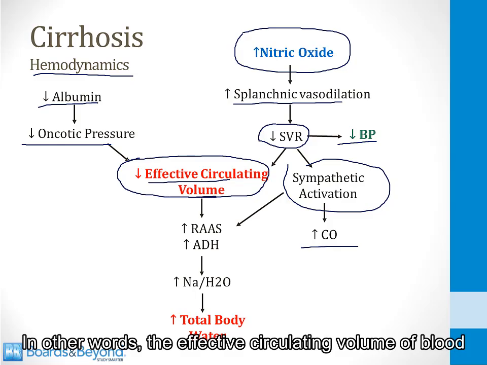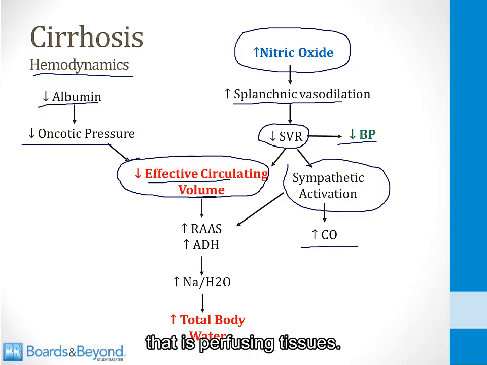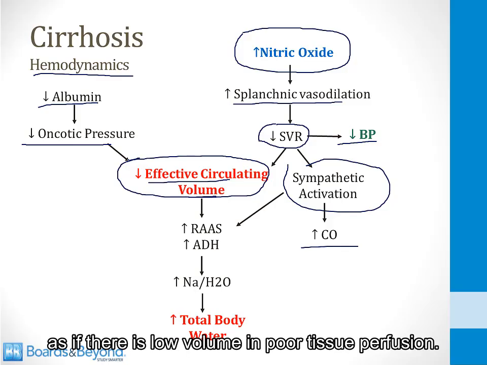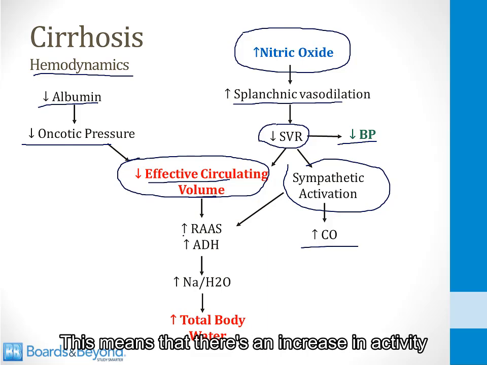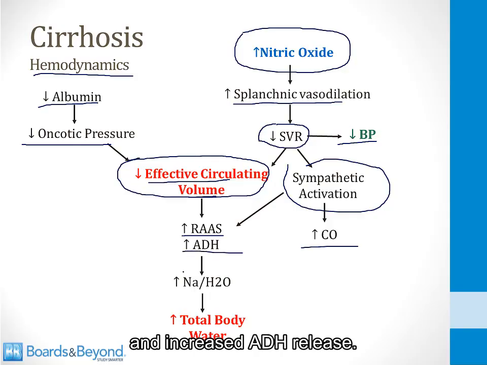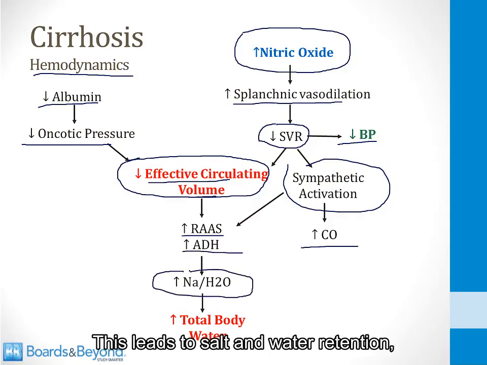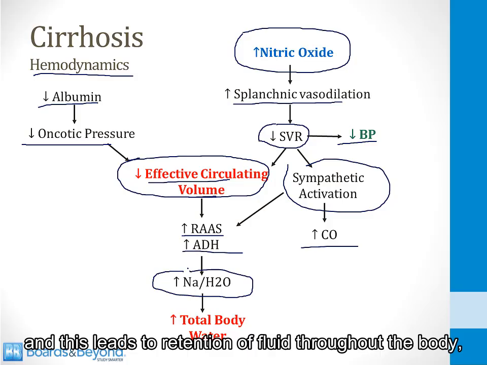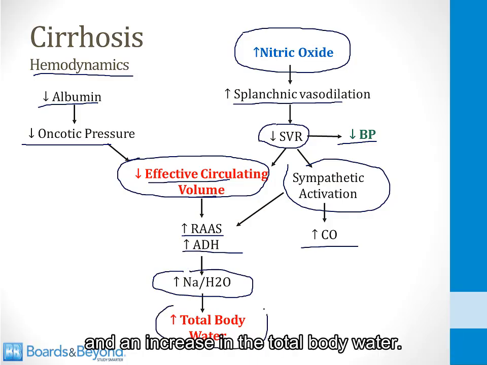In other words, the effective circulating volume of blood that is perfusing tissues. So the body responds as if there is low volume and poor tissue perfusion. This means that there's an increase in activity of the renin-angiotensin-aldosterone system and increased ADH release. This leads to salt and water retention, and this leads to retention of fluid throughout the body and an increase in the total body water.